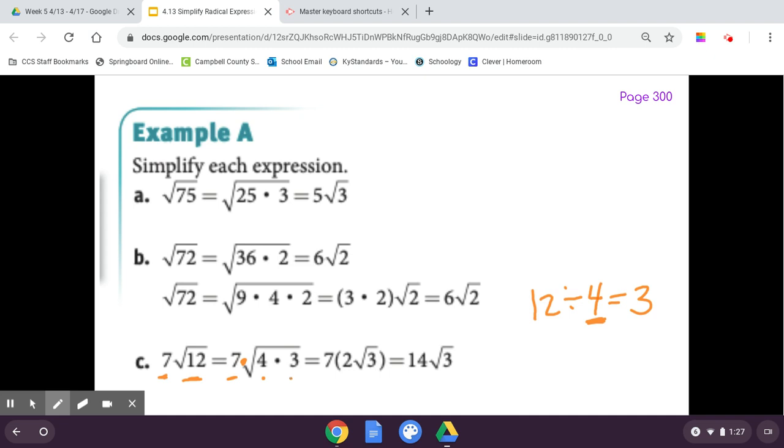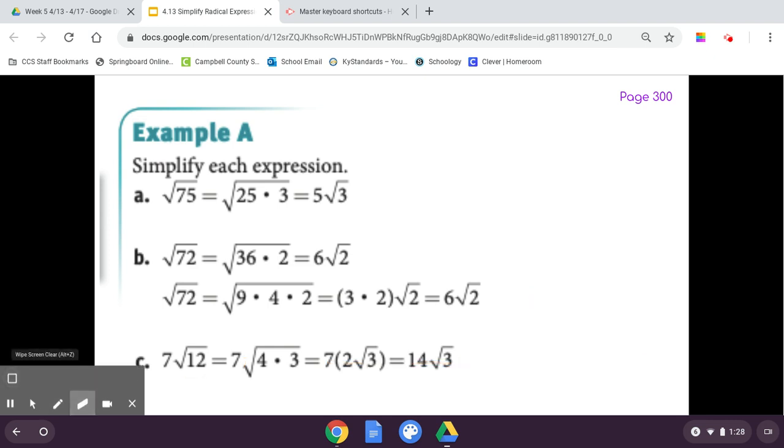And then, so this kind of looks weird to me. So 7 times the square root of 4 times the square root of 3 is how they then got 7 times 2 times the square root of 3, which leaves you with your answer of 14 square root of 3. All right, so that's your example page. You can always go back and reference that at any point in time in your textbook or on this video.